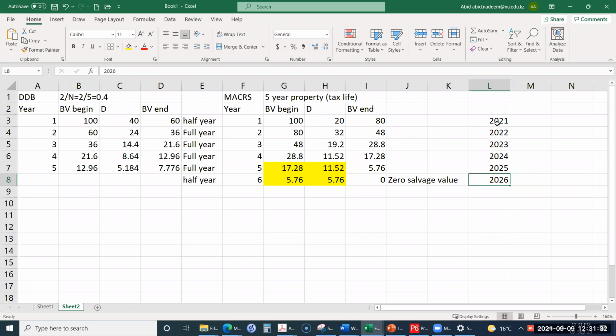Why half year? That's what I have said, that this is the MACRS system. It is to make the calculations easier for tax purposes, to avoid any dispute, for example, when you make the claim for the tax deduction. So therefore, the government allows this system to be applied, and you consider it as a half year.